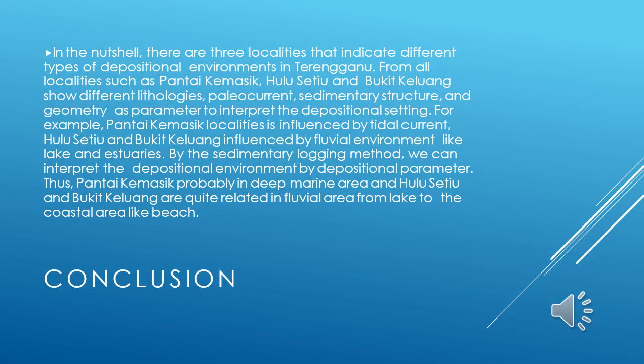In a nutshell, there are three localities that indicate different types of depositional environment in Terengganu. All localities, such as Pantai Kemasik, Hulu Setiu and Bukit Keluang, show different lithologies, paleocurrent, secondary structure and geometry as parameters to interpret the depositional setting. For example, Pantai Kemasik locality is influenced by tidal current, while Hulu Setiu and Bukit Keluang are influenced by fluvial environment like lake and estuary.